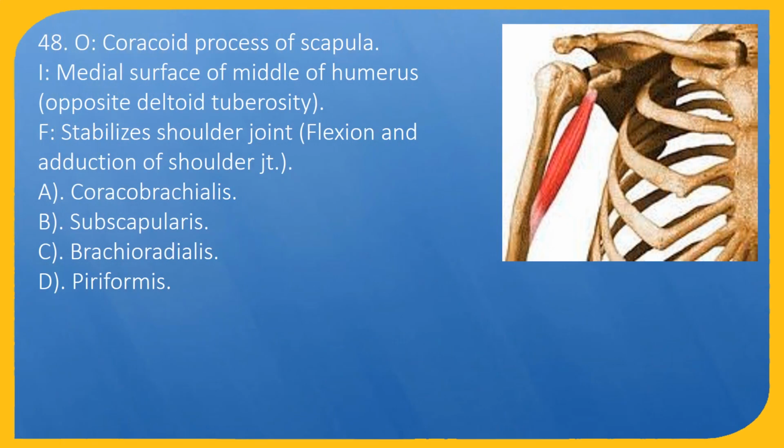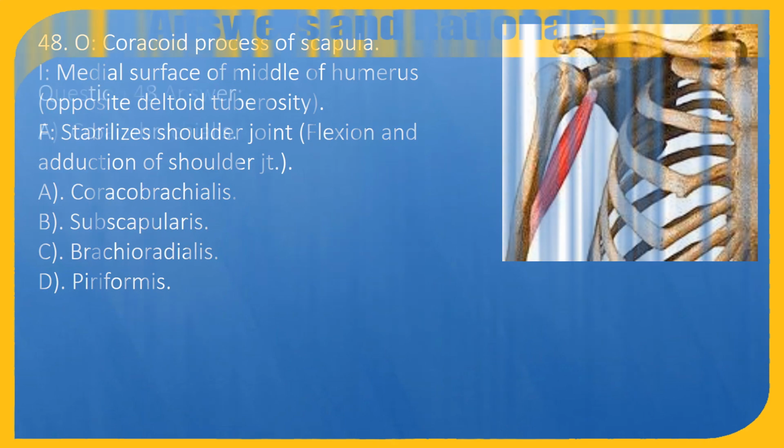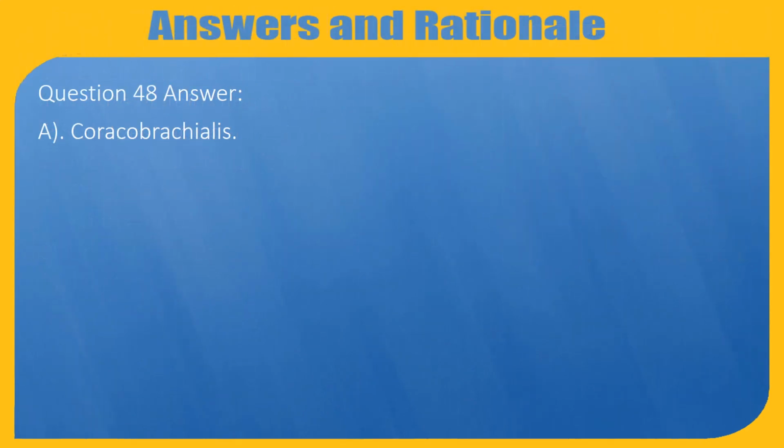Question 48. Origin: coracoid process of scapula. Insertion: medial surface of middle of humerus, opposite deltoid tuberosity. Function: stabilizes shoulder joint, flexion and adduction of shoulder joint. A. Coracobrachialis. B. Subscapularis. C. Brachioradialis. D. Piriformis. Question 48, answer A. Coracobrachialis.